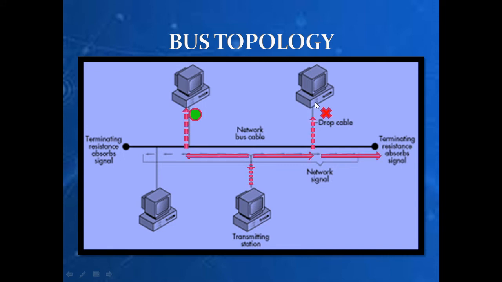Now, since the data has been rejected by this computer, what will happen? The data which was passed will move along this single bus and it will be absorbed by this terminator, so that the data cannot keep moving here and there over the bus. So in this way the data transmission takes place in the case of bus topology.